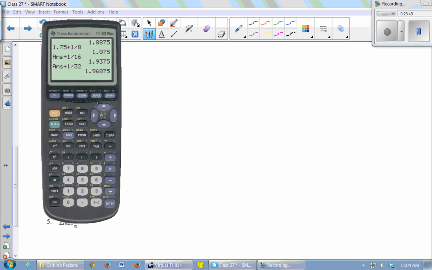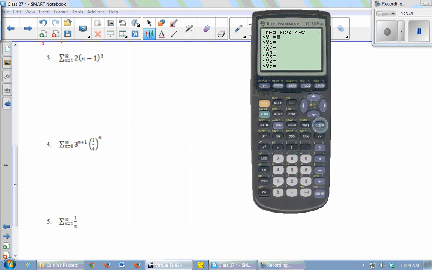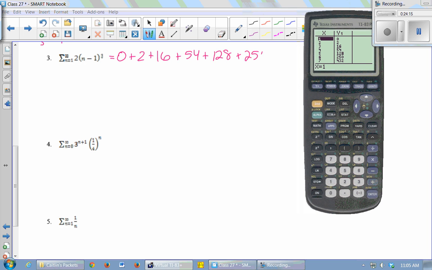And a way to do this without making any mistakes is in your calculator to put the formula 2 times x minus 1 cubed, and then I'm just going to use my table. Right? So when I plug a 1 in, I get 0. When I plug in 2, I get 2. Plug in 3, I get 16. When I plug in a 4, I get 54, 128. Diverges. It has to diverge. I'm just adding bigger and bigger numbers together.